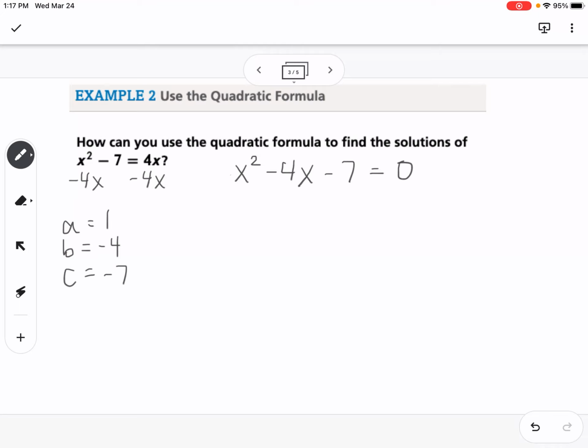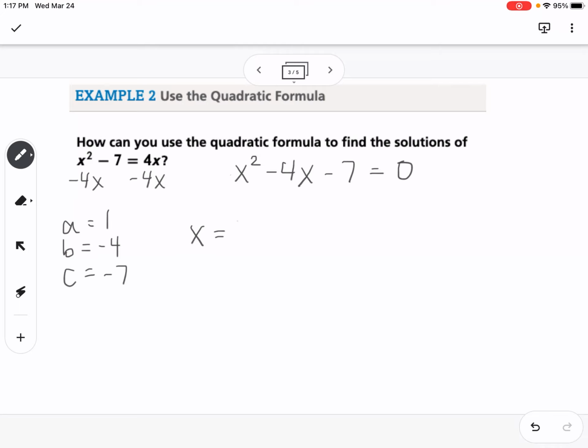So now we're going to fill in all those values into our quadratic formula. So it starts out with negative b. Anytime I'm substituting a value in for a, b, or c into the quadratic formula, I'm putting parentheses around it, so that way I make sure that I'm not distributing incorrectly.